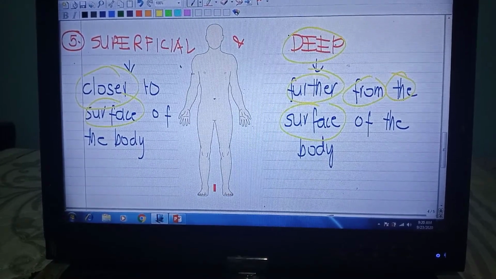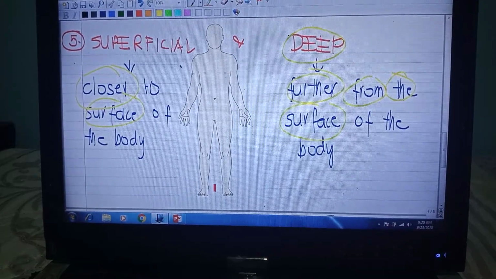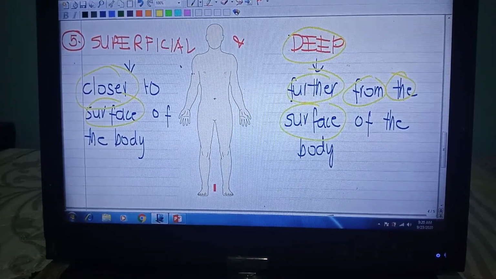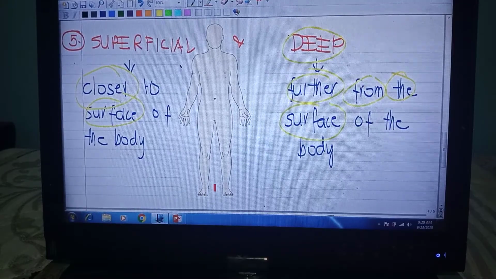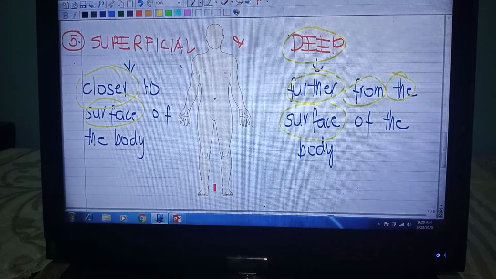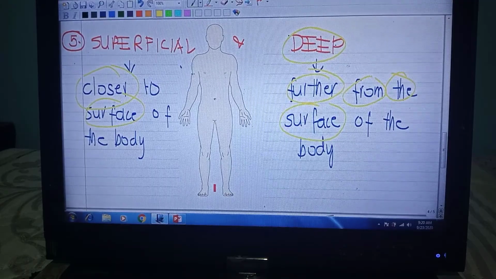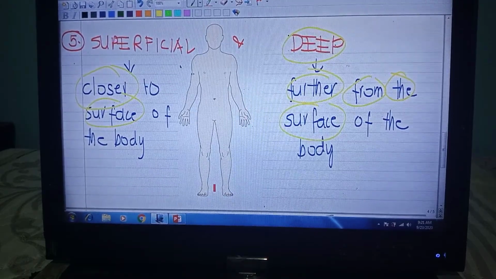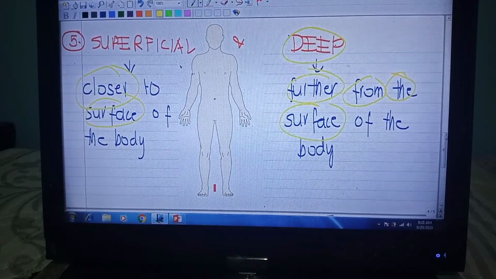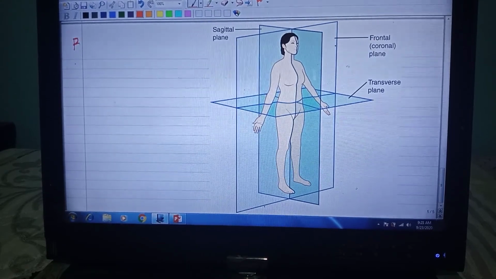But the question is, what if we want to observe the internal structures? Kasi yung diniscuss natin, it's all about describing two points relative to external structure. But what if we want to observe the internal structures like the heart, the lungs, the brain? Dun na papasok. We need now to cut the body into slices or planes. So dun na papasok ngayon ang discussion natin about your body planes.